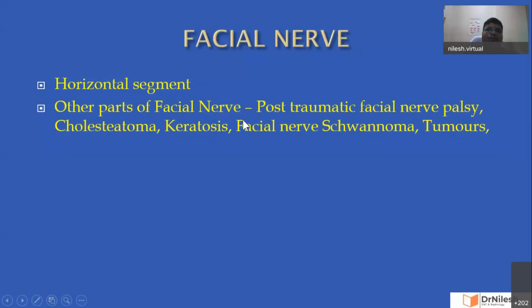Then other parts of the facial nerve can get involved in other types of pathologies. In post-traumatic facial nerve palsy, we know the areas around the geniculate ganglion and the labyrinthine segment get involved, along with the GSPN. Cholesteatoma can involve any part. Keratosis mostly involves the vertical segment more, but it also can involve any part. And there are facial nerve schwannomas and tumors of the facial nerve.